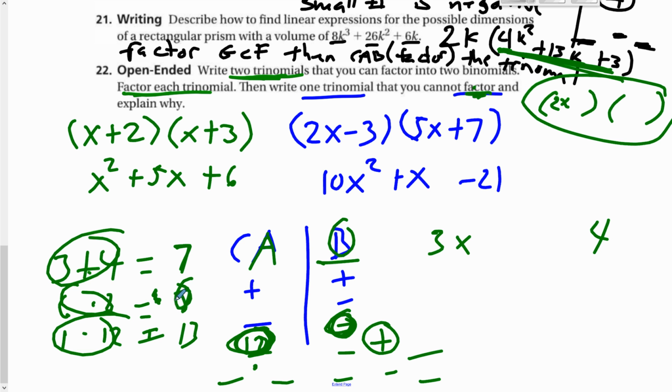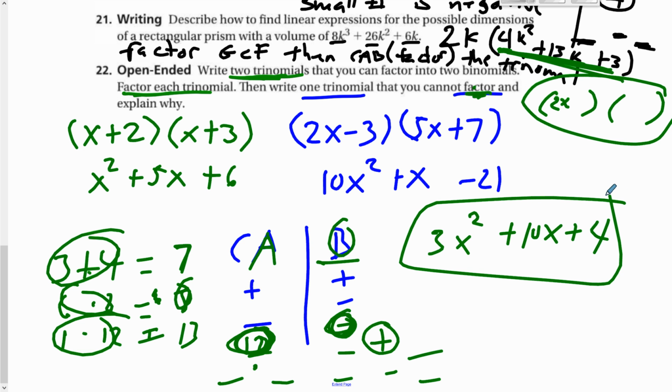So it could be 10. So I could do plus 10x, then plus 4. And then squared, forgot to put the squared there. So that would be a trinomial that's not factorable. Okay, so you try to come up with a different one by yourself.